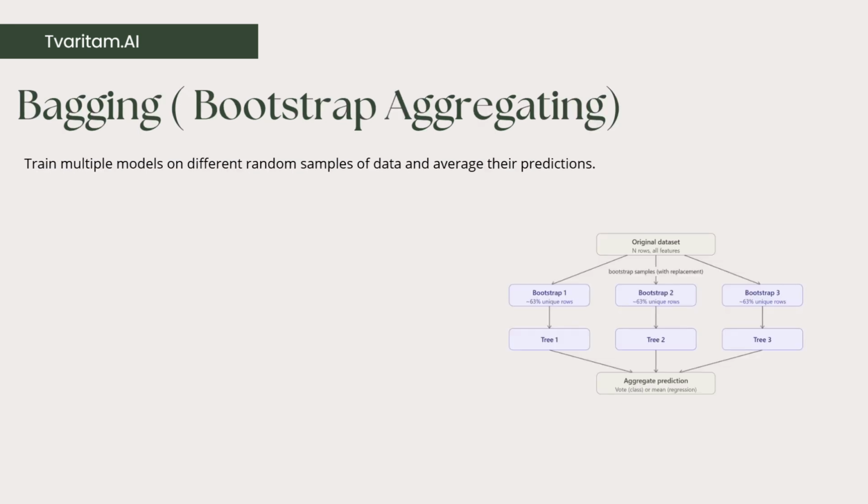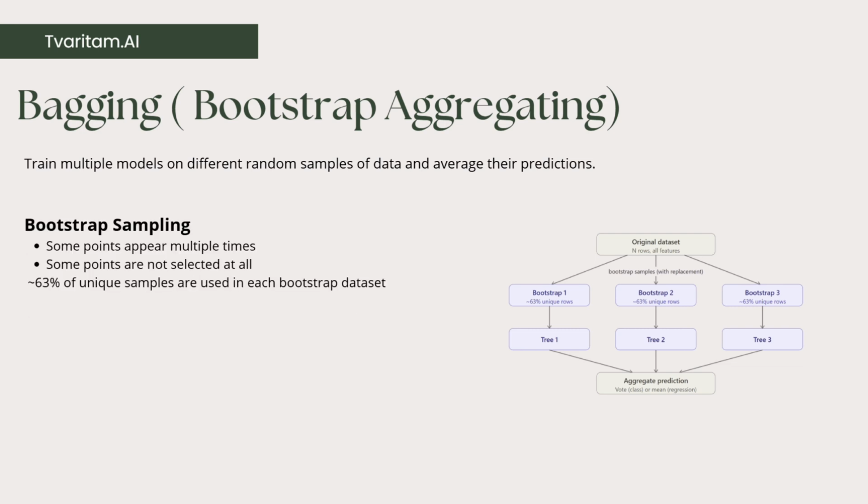Now when it comes to bagging or bootstrap aggregating, it is one of the widely used ensemble techniques. It trains multiple models on different random samples of data and averages their predictions. It works in two main steps. Bootstrap sampling, where we create multiple datasets by sampling from the original dataset with replacement. Each dataset here is slightly different. Usually 63% of samples are used in each bootstrap dataset.